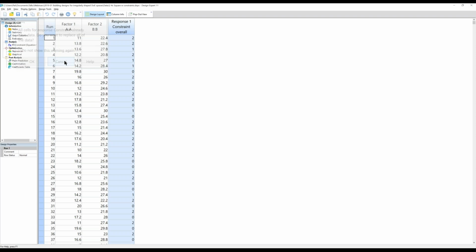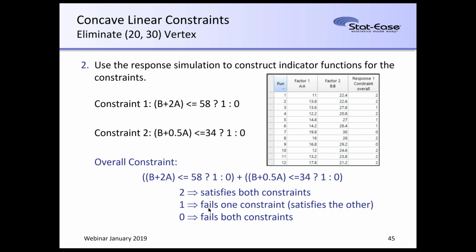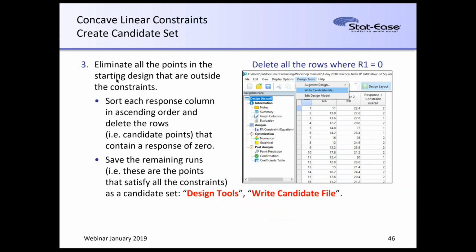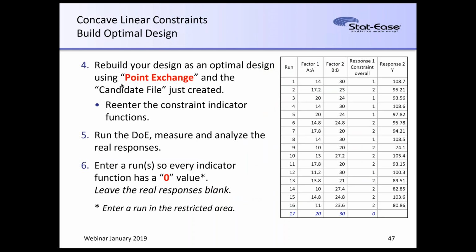Okay, that'll then create runs where both of those conditions are met, where it's a 2, where only one is met, where it's a 1, or where they both fail. And that's the ones I want, where it's a 0. Okay, then I can just sort this, delete all the rows where it's 0, and then form a candidate set that will only have runs that meet both of those constraints. Okay, so I eliminate all those points, delete the rows where it's 0, save the remaining runs, use that as a candidate set to build my new design.